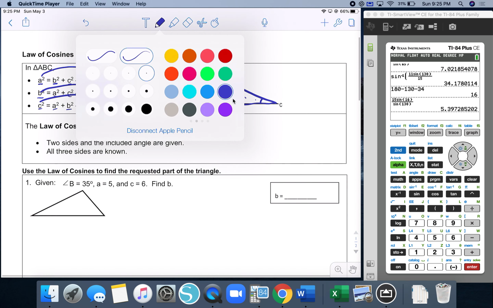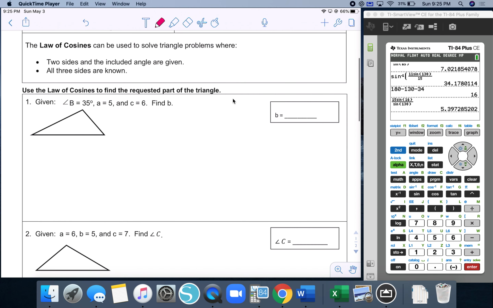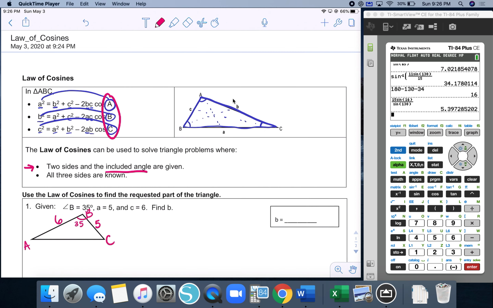The law of cosines can be used if you know two sides and an included angle, or all three sides. In this first example, I have triangle ABC. I know angle B, I know side A and side C, and they want me to find B. This is the first case, when you know two sides and an included angle. The included angle is talking specifically about these.